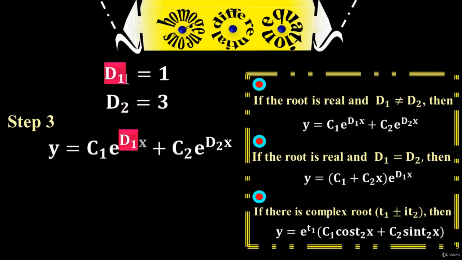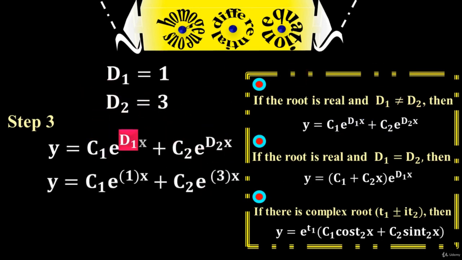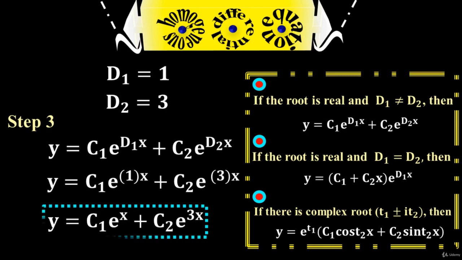Substitute the value of D sub 1 and D sub 2. The value of D sub 1 is 1 and the value of D sub 2 is 3. And this is the final value in step 3: y equals c sub 1 times e to the x plus c sub 2 times e to the 3x. That's how we solve a second order homogeneous differential equation if the roots are different.